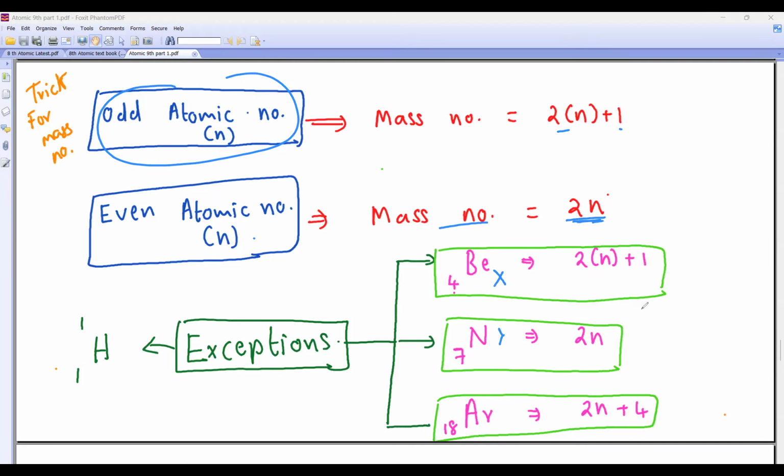You cannot apply it on the net charge. You cannot apply it on Banerjee. Banerjee means beryllium, nitrogen, and argon. You cannot apply it on those. Okay? I'm explaining that, don't worry. Lower your hand.